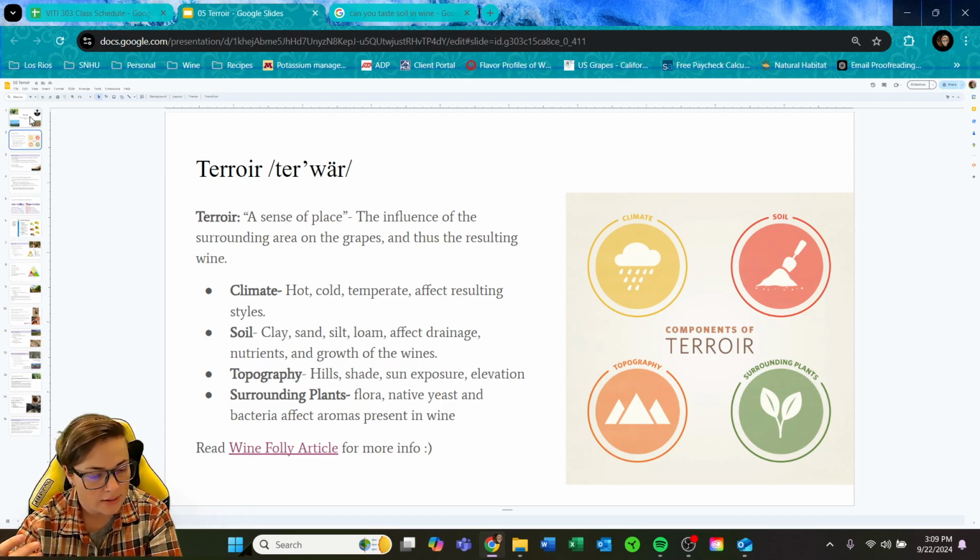Climate could be hot, cold, temperate. This will affect the resulting characteristics of the wine, of course. The soil is going to have a big effect as well: clay, sand, silt, loam, drainage, nutrients, and the growth of the vines. Then topography, hills, shade, sun exposure, elevation, and the surrounding plants, the flora, native yeast, and bacteria will all affect the aromas that are present in your wine. So that's just a one slide cliff notes of mostly encompassing terroir.